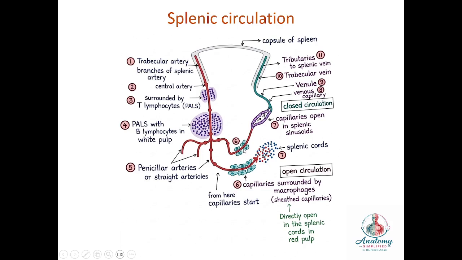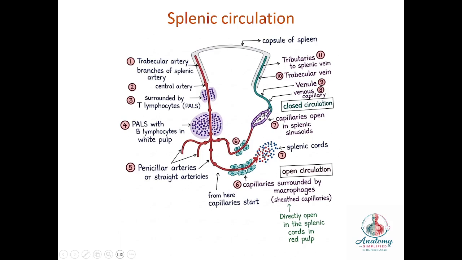Now there are two theories of splenic circulation. One is open circulation, the other is closed circulation. In the open circulation, the capillaries pour the blood into the parenchyma of the spleen called splenic cords. So all the cells present in the blood are poured into the splenic cord. The second theory is closed circulation, where these capillaries open into closed venous channels called splenic sinusoids.